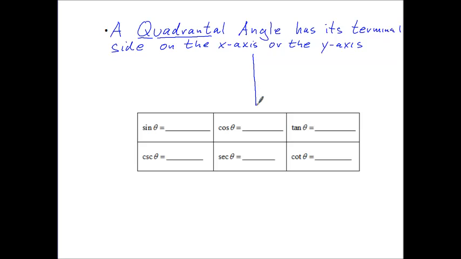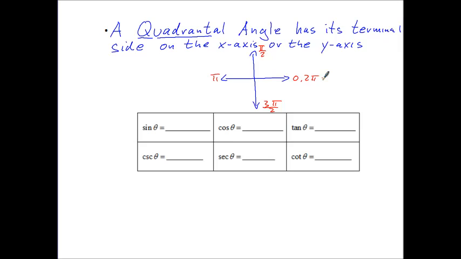If we take a look at our coordinate plane, we're starting off with 0 here at the x-axis. If we go one quadrant up, we are at 1/2 pi. Go over, we are at pi. Go over again, we are at 3/2 pi. And going all the way back to where we started, we get 2 pi. Those are the quadrantal angles.